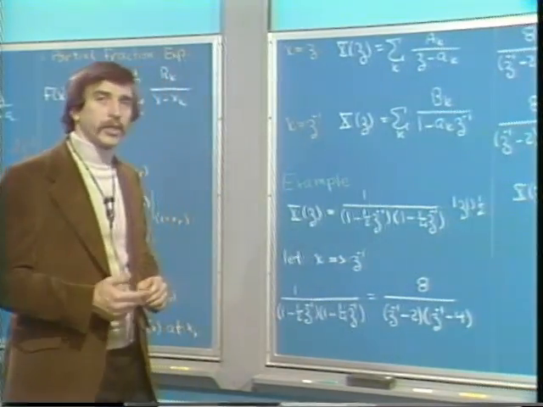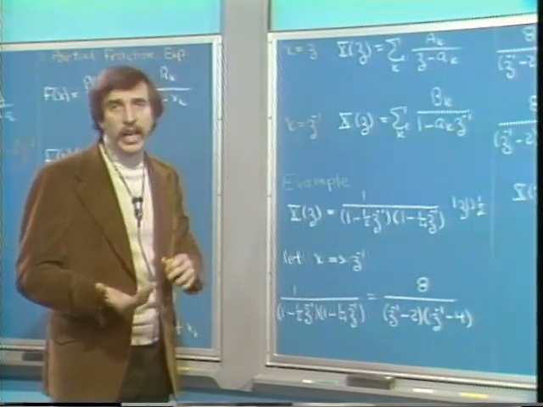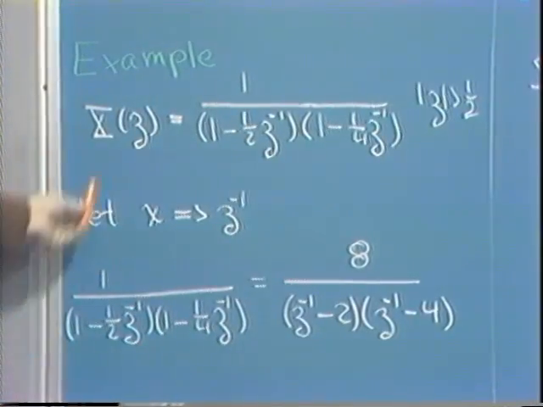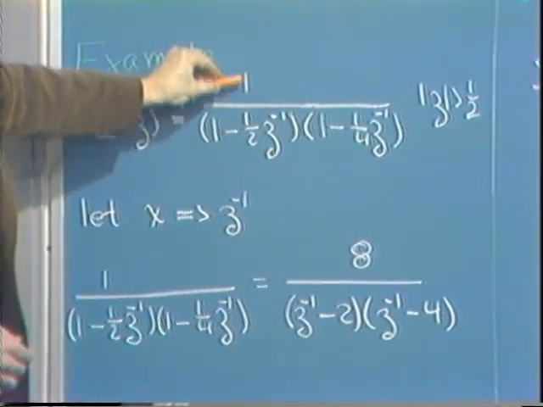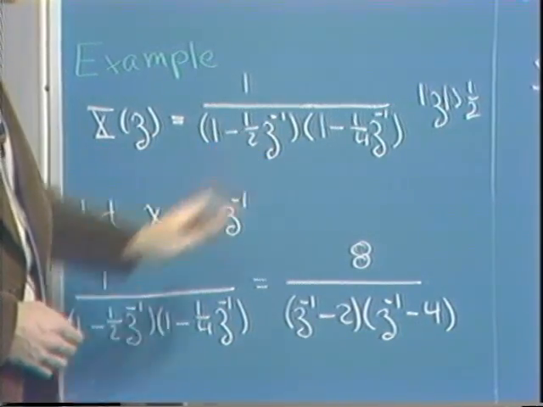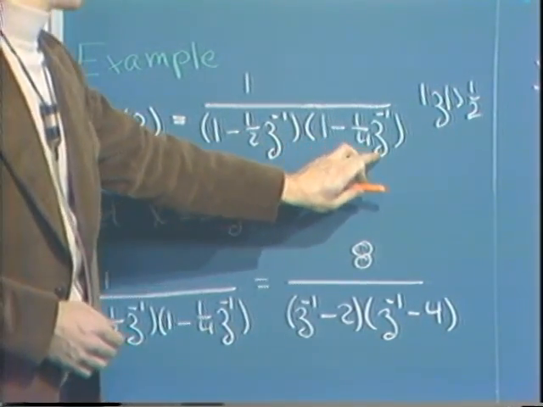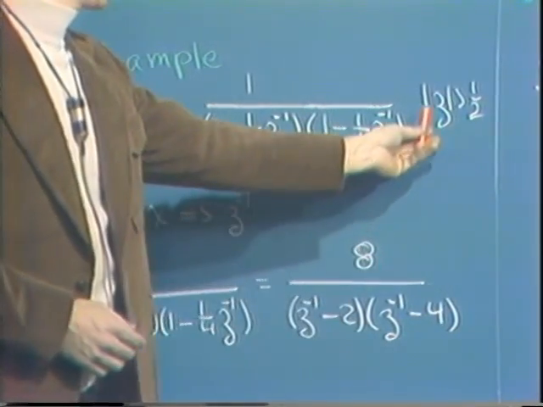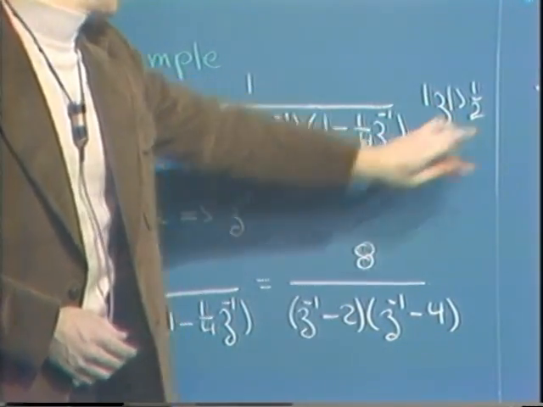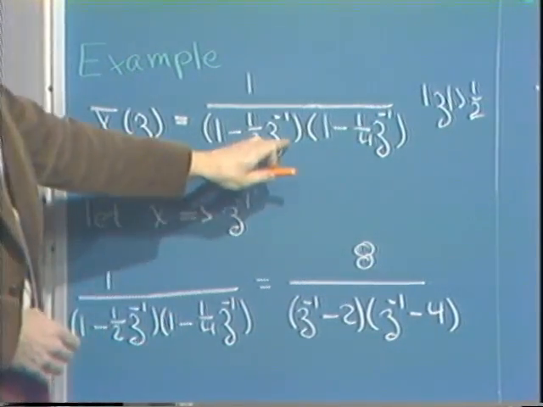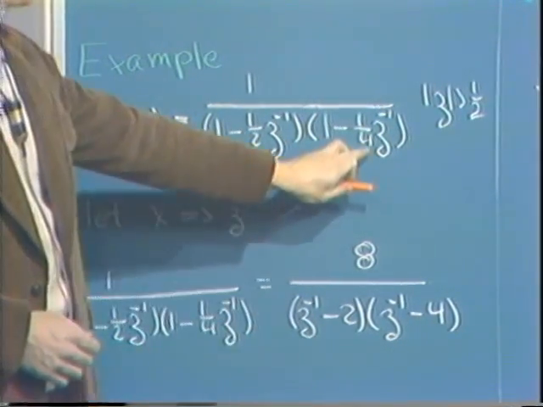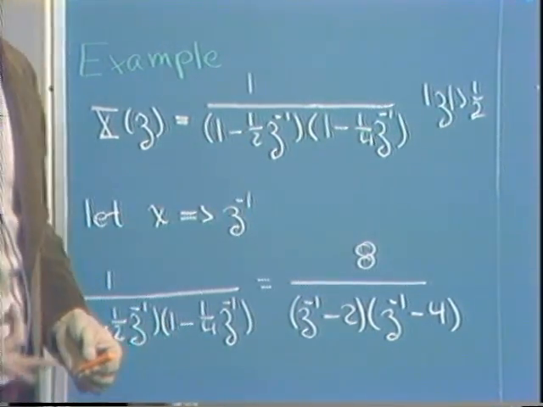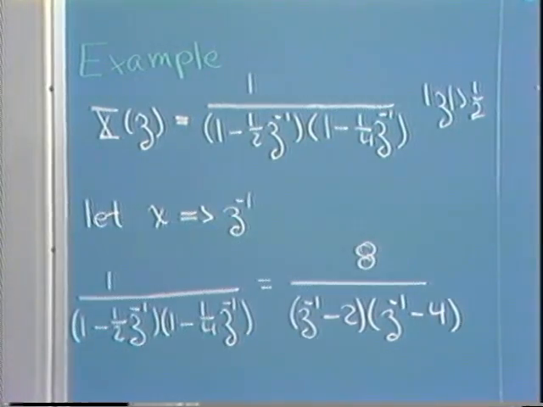All right, let's just work a simple example to show you what the mechanics are of this and how it works out. Let's take an example where X of z is 1 over 1 minus a half z to the minus 1 times 1 minus a quarter z to the minus 1, with a region of convergence which I'll take as the magnitude of z greater than a half. This has two poles, of course, one at z equals a half, the other at z equals a quarter, and the region of convergence is outside the outermost pole, so what we expect to get is a right-sided sequence.